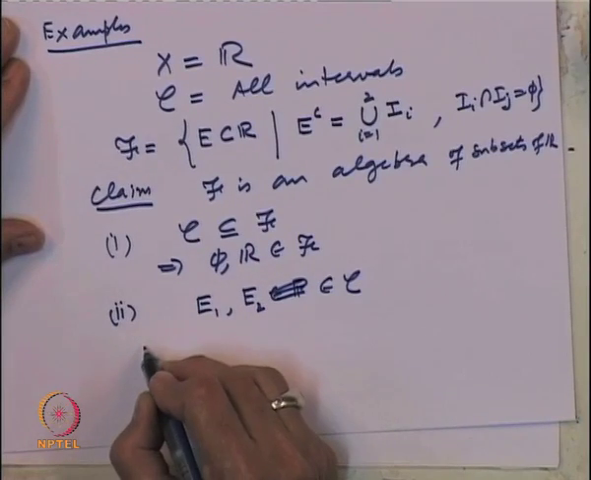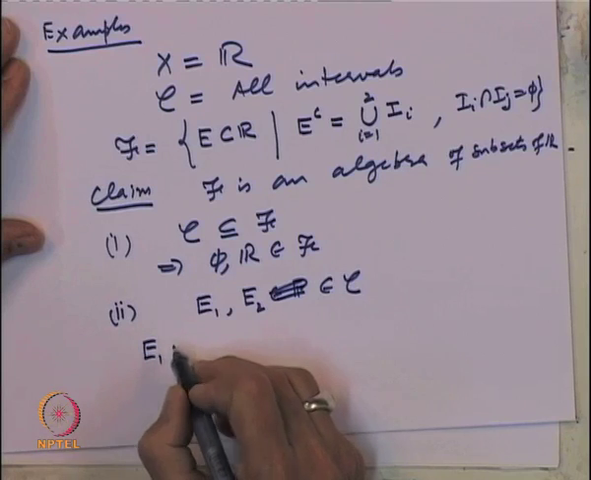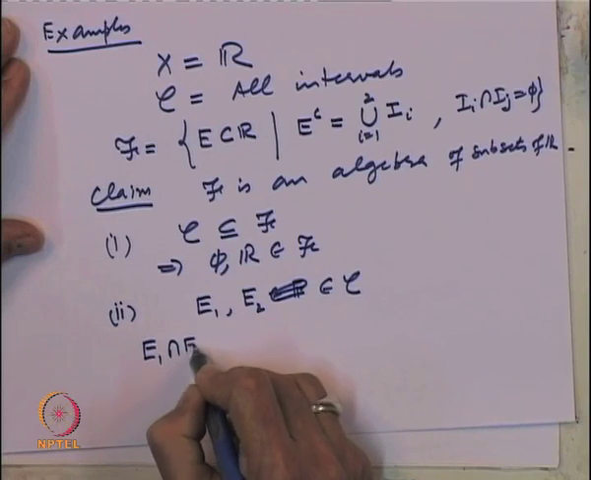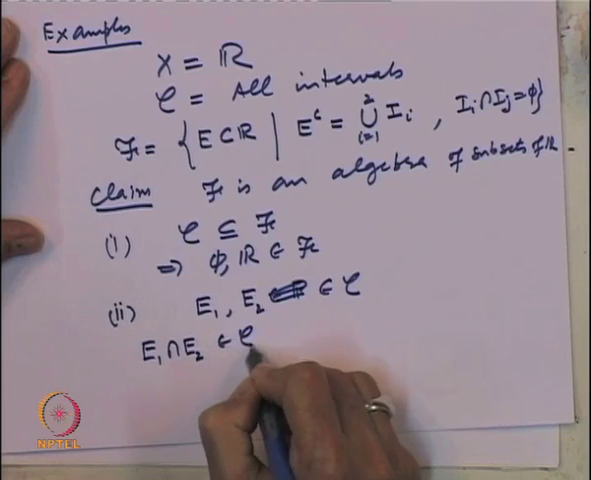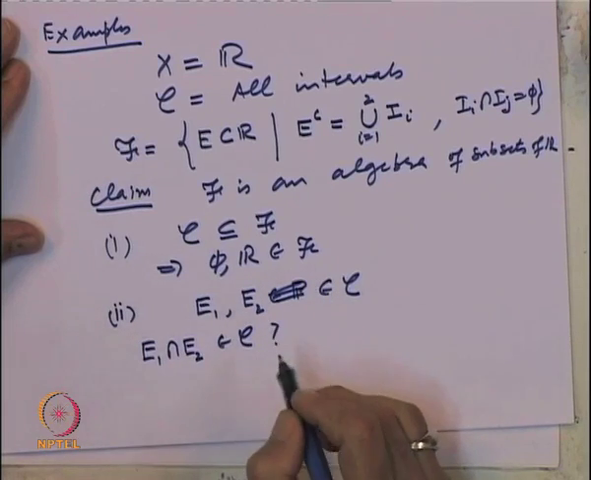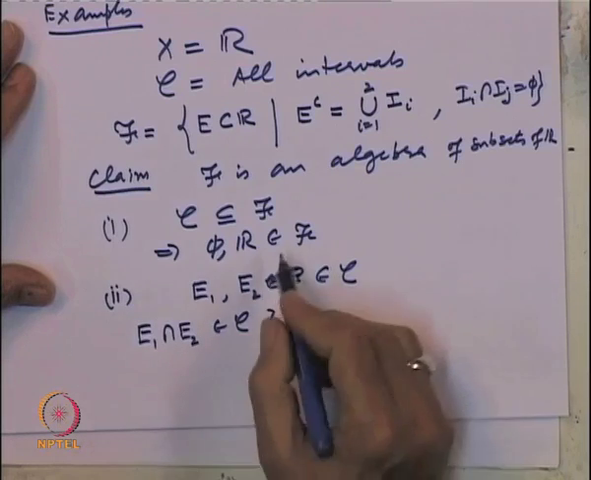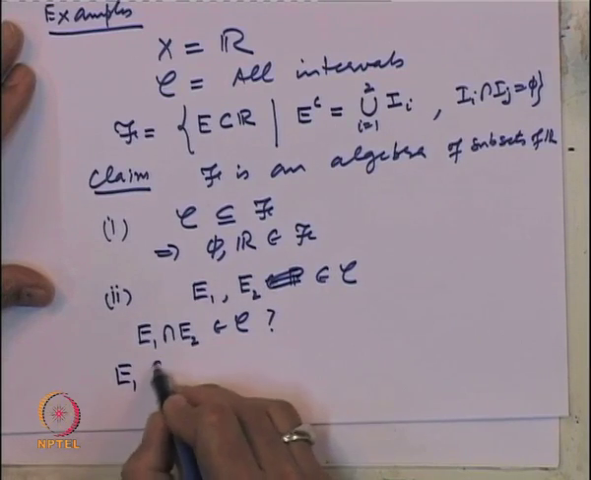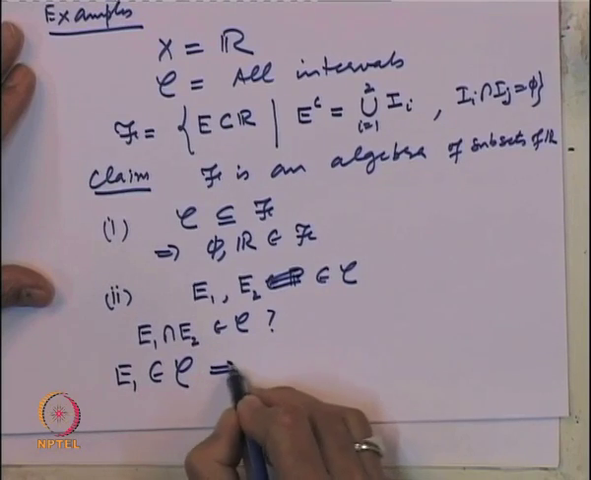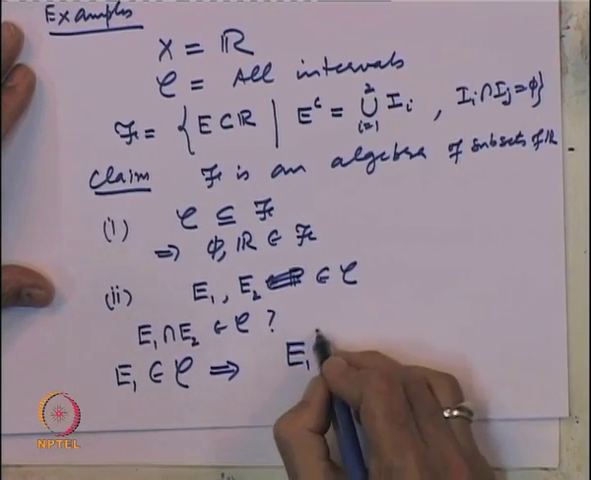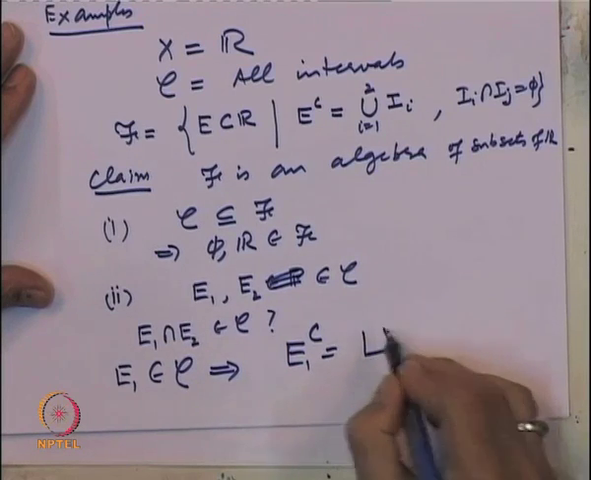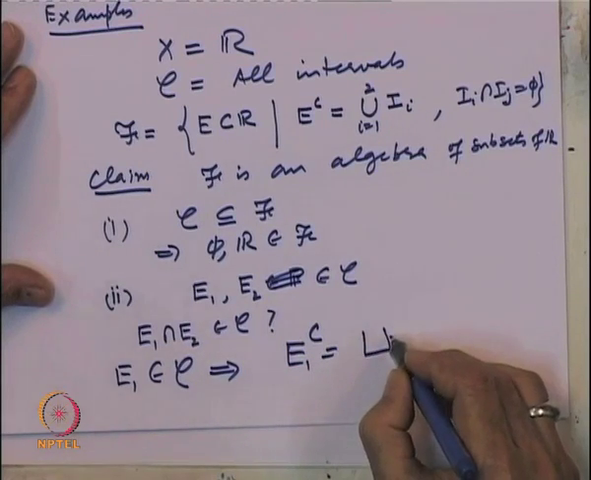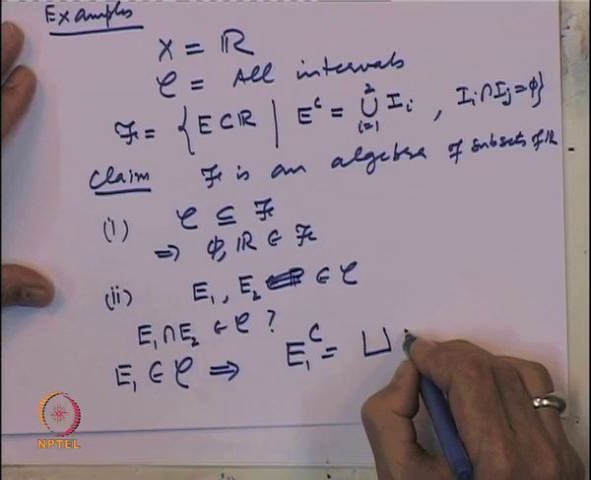We want to check whether E1 intersection E2 belongs to C or not. So, what is E1? Because E1 belongs to C implies E1 complement can be written as a disjoint union. This square bracket normally indicates that I am writing something as a disjoint union.